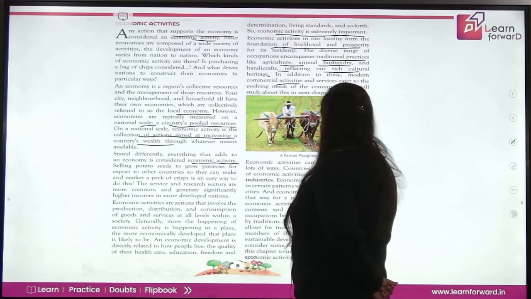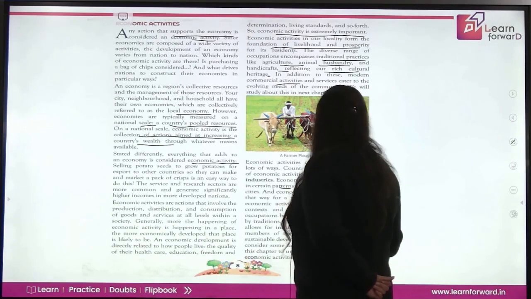Countries have primary industries. Economic activities are distributed in certain patterns within countries and within cities. And economic activities are distributed this way for a reason. The distribution of economic activities is influenced by social context and gender roles, with certain occupations being gender specific and guided by tradition.